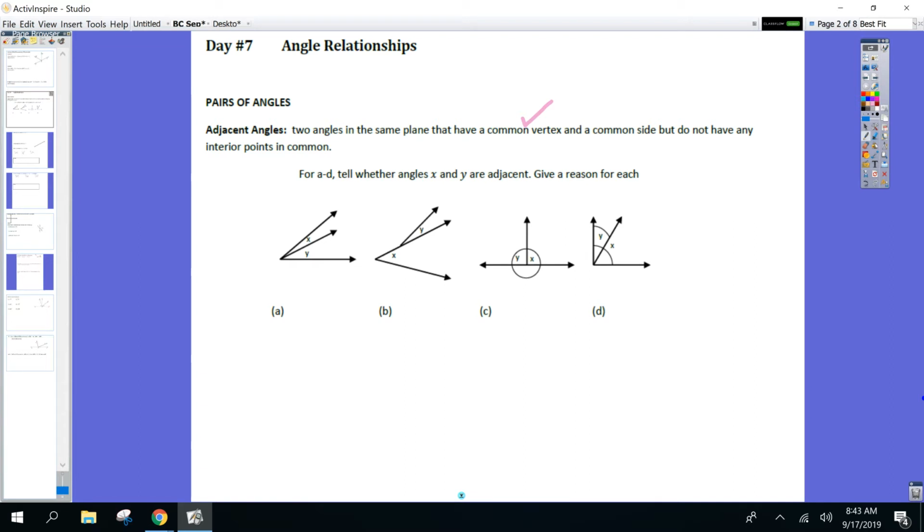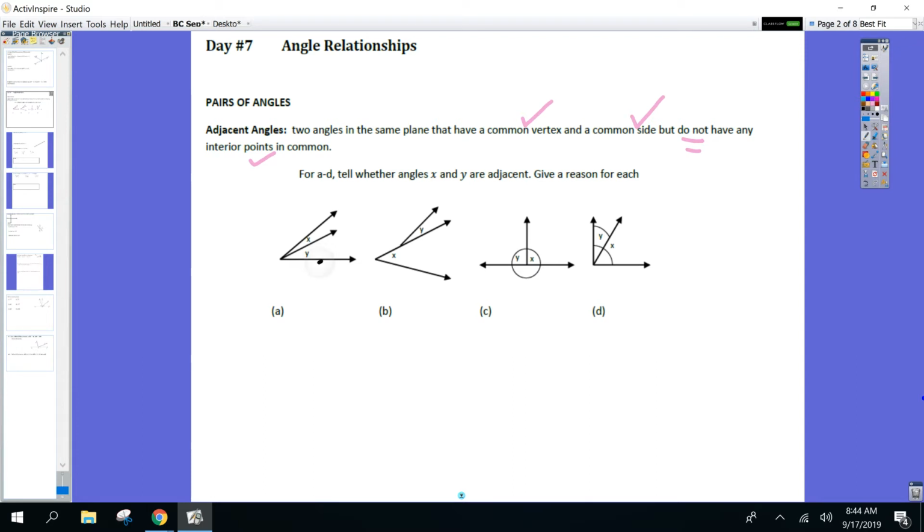Next condition, they have to have a common side. And the third condition, which may be a little confusing, but I'll explain it to you: they do not have any points in common. Okay? So look at letter A for me. I have angle X and angle Y, and we're going to determine if they're adjacent or not. So let's go through the checklist.